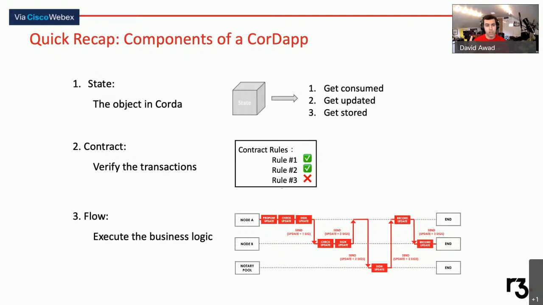So states, long story short, are the objects that you want to represent and maintain on the blockchain. States are objects, essentially Java classes that get consumed, updated, or stored. You can create loans, you can create tokens, etc., and they can be modified with time, so they can be issued. The classic idea of an object, anything that you can represent in a programming language class can be a state. Contracts verify the transactions that you can do with those states.